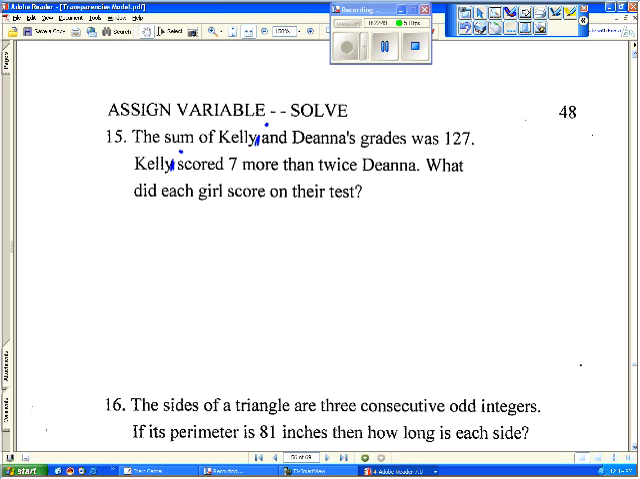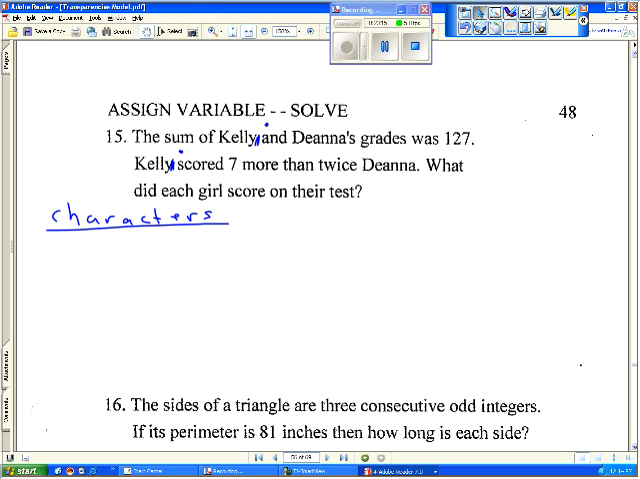The sum of Kelly and Deanna's grades was 127. Kelly scored 7 more than twice Deanna. What did each girl score on the test? The first thing we're going to put on our paper is characters. I think it's fixed for the but I'm not sure. If it's not, I'll fix it.